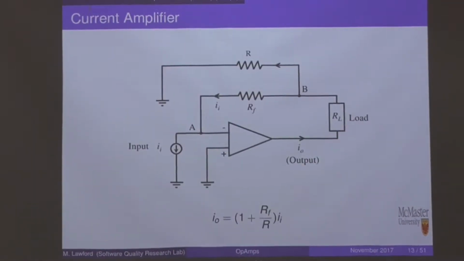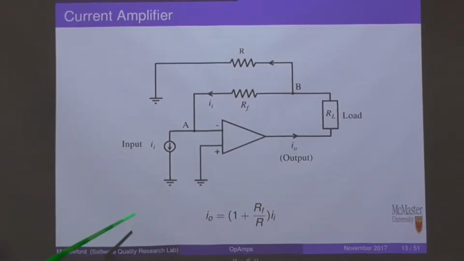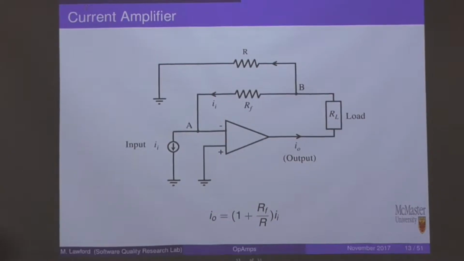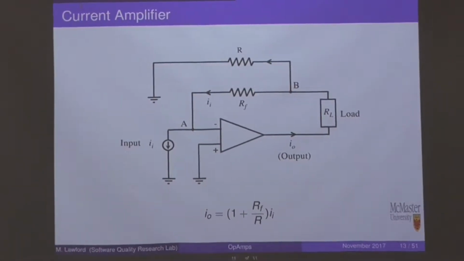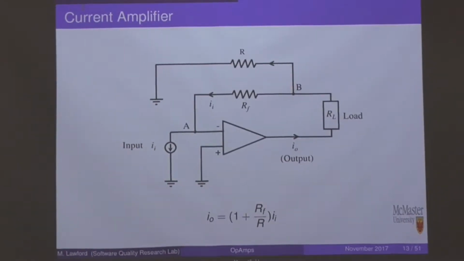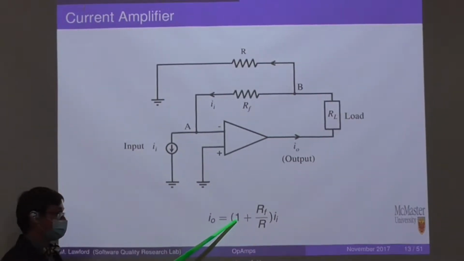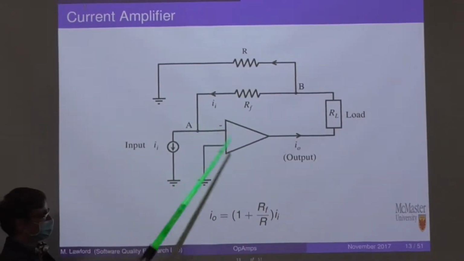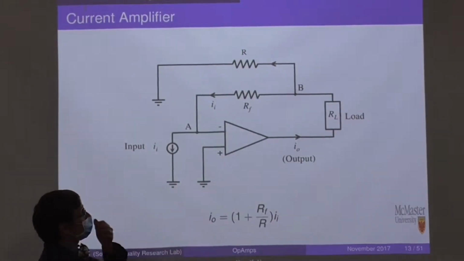So let's dive into this circuit here. We're going to analyze this circuit. This is a current amplifier. So rather than amplifying voltage, as we saw previously, this is a circuit which provides more current at a particular ratio. As we're going to derive, that ratio is 1 plus the value of the feedback resistor, RF, over the value of the ground-connected resistor, R.